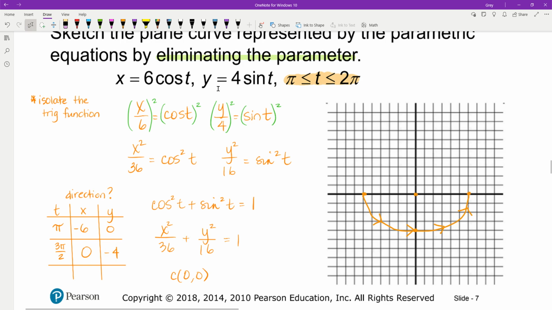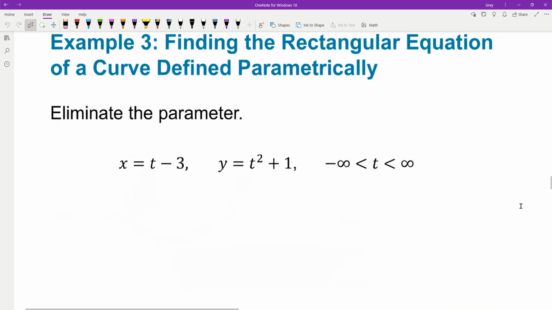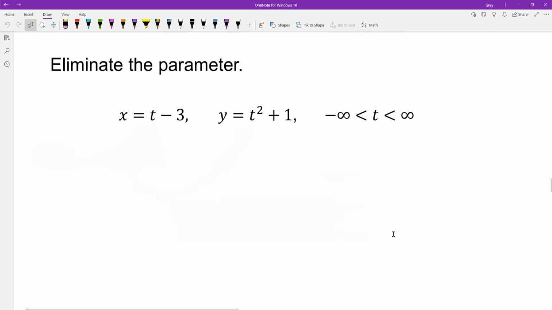Now, not every set of parametric equations has trig functions in it. So here's another one that you might see. x equals t minus 3, y equals t squared plus 1. t is in between negative infinity and positive infinity, and then we need to eliminate the parameter. What is the parameter? Well, our parameter is always going to be the letter t. So you can pick either equation, it does not matter, and solve it for t.